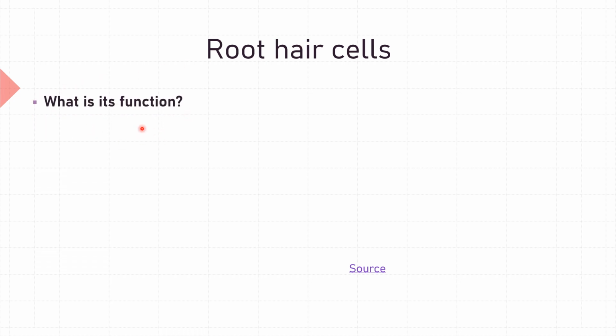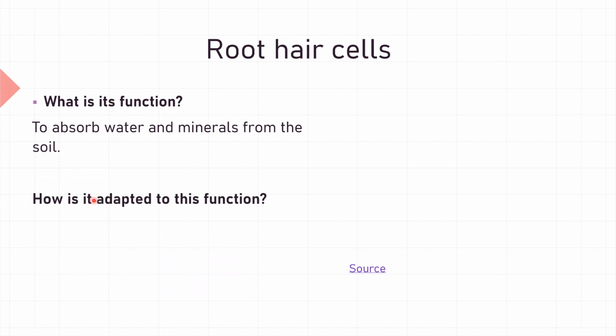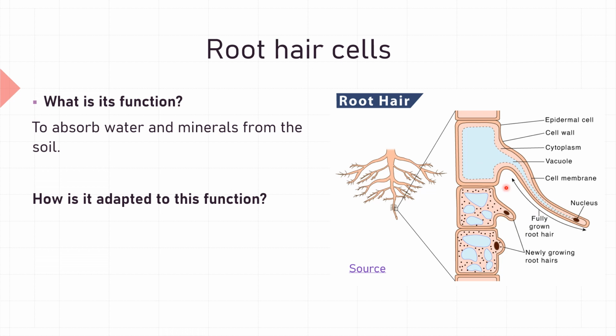If you know the function of the root, then you will know the function of the root hair cells. In plants, roots have the function to absorb water and minerals from the soil. Now, how are they adapted so that they can do this kind of function? So, for example, this is one root, and these are the tiny structures inside of the root, the root hair cells.